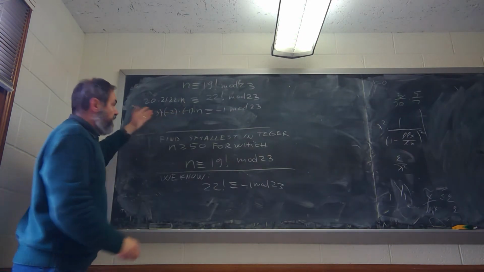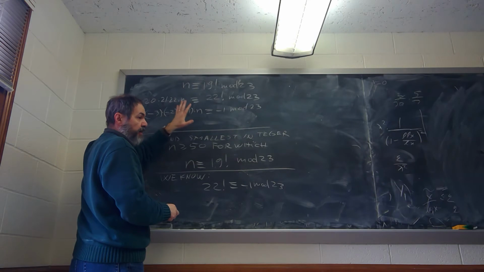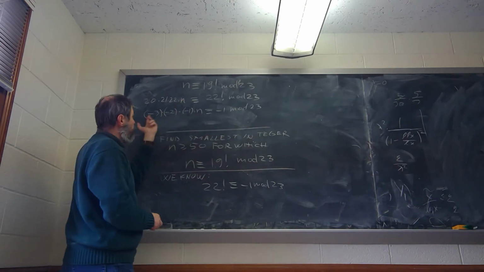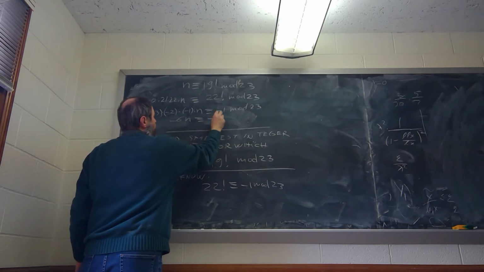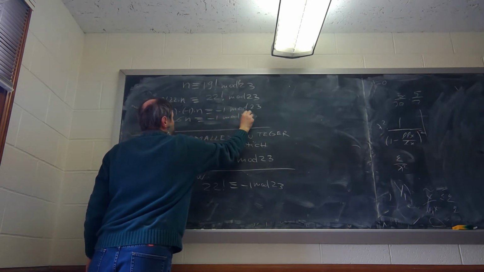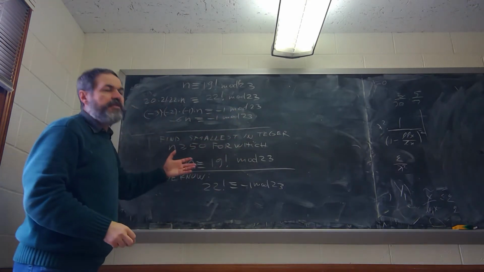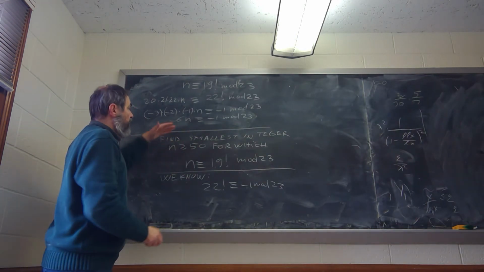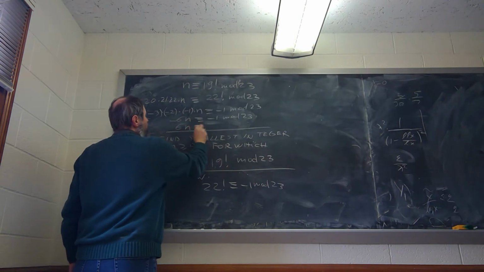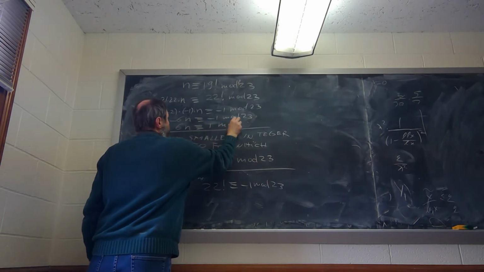Multiplying these small numbers, I get minus times minus times minus. It's a minus 6. And congruent to minus 1 mod 23. I automatically, without thinking, just multiply by minus 1 to get rid of these minuses. And I get 6n congruent to 1 mod 23.